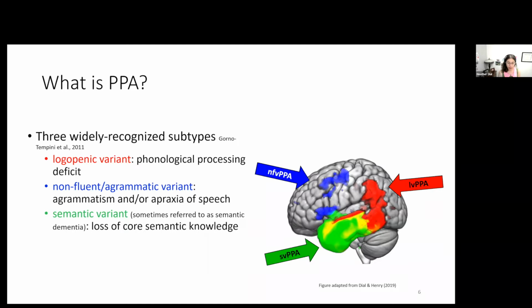And these three PPA subtypes are related to different underlying patterns of neurodegeneration. The semantic variant has atrophy that is in the anterior temporal lobe and spreads posteriorly along the temporal cortex. The logopenic variant in the left temporoparietal region, spreading anteriorly along temporal cortex, and the non-fluent variant in superior frontal and parasylvian cortex in the left inferior frontal gyrus. And these patterns of atrophy are largely predictive of the speech and language deficits that each variant has.